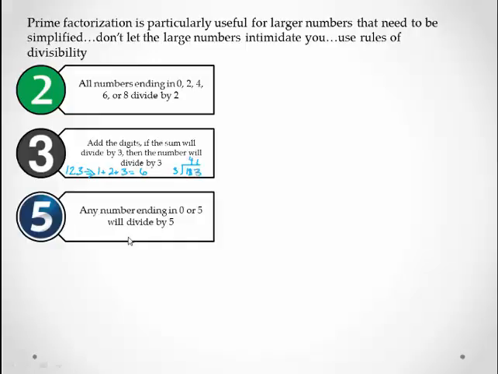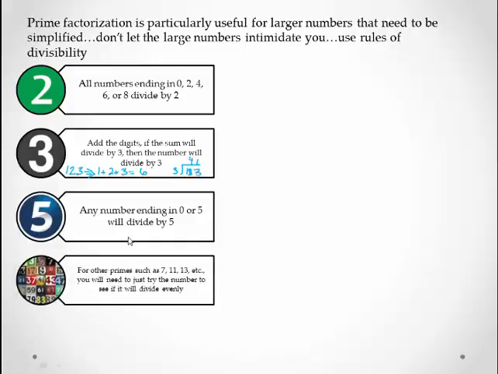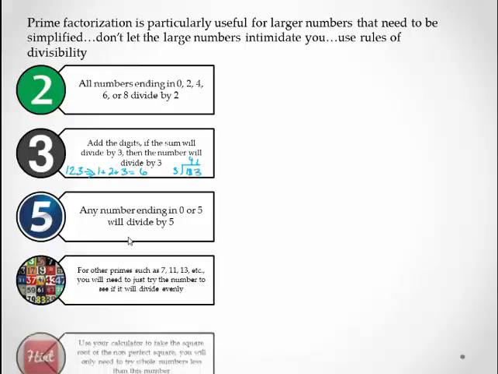For 5, any number ending in 0 or 5 will divide by 5. For other prime numbers, such as 7, 11, and 13, we just want to try them and see if they'll divide evenly. There aren't any good rules for these numbers.